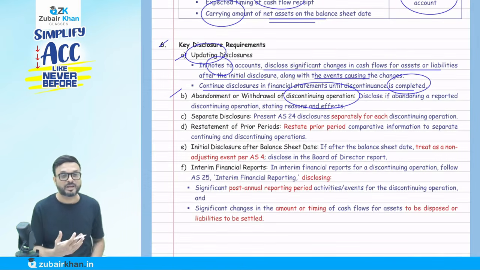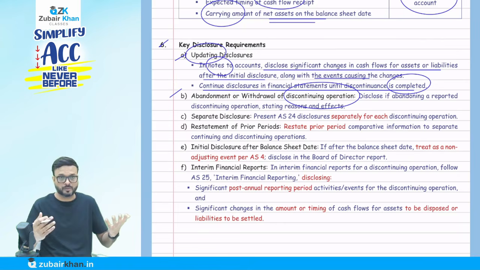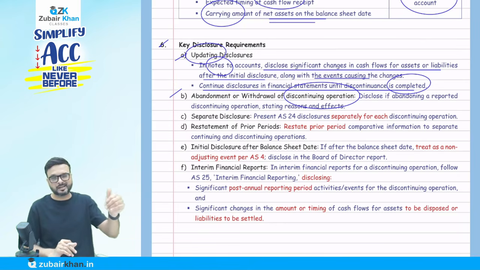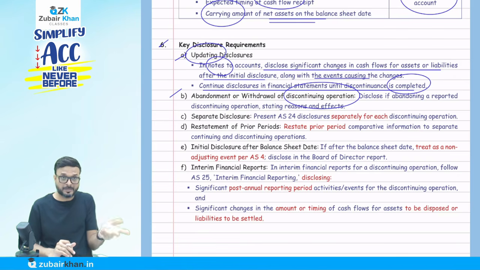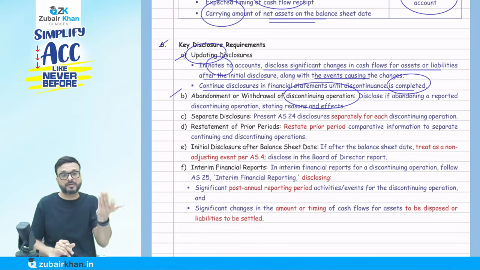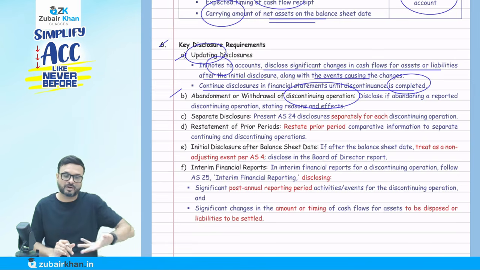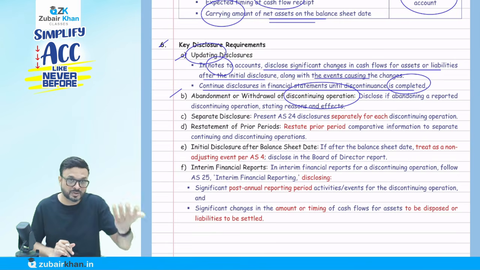Very weird, that. Once we have entered into a binding sale agreement, or made a detailed plan, and we made an announcement of it, still later on we decided we don't want to discontinue. It might happen, a remote possibility, but it might happen. We made a plan to discontinue, now we change our mind. So we have to disclose that we have decided not to discontinue that.